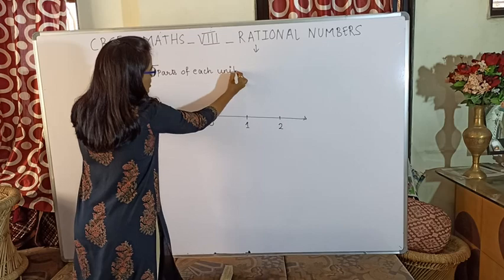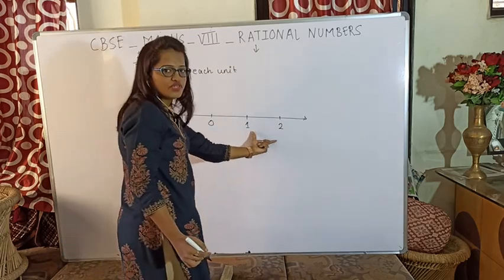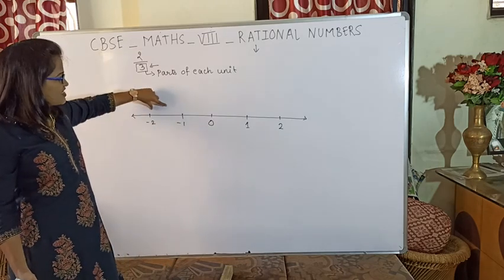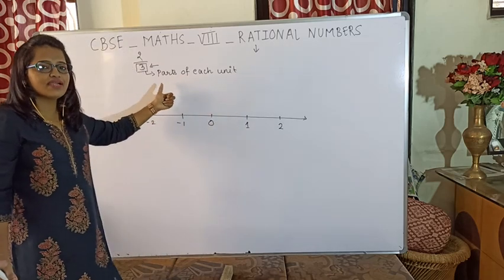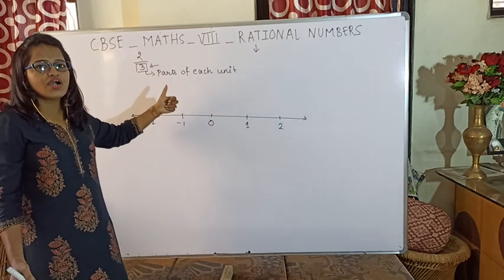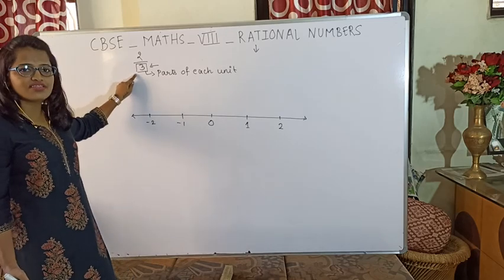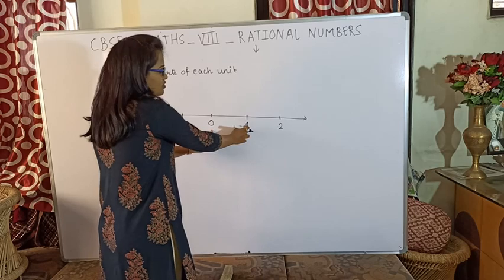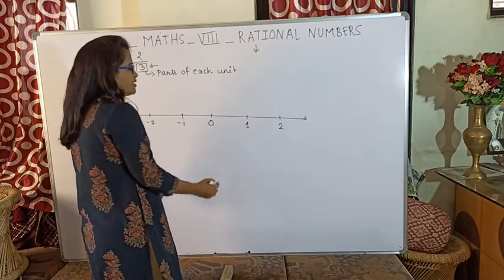Now what is meant by unit? 0 to 1 is 1 unit, whereas 1 to 2 is 1 unit. Similarly 0 to minus 1, minus 1 to minus 2. So each of these sections is actually 1 unit. So the number at the denominator specifies how many parts of each unit you have to make. Since here the number is 3, it means I have to make 3 parts of 0 to 1. Similarly, I have to make 3 parts of 1 to 2. So let us make 3 parts.